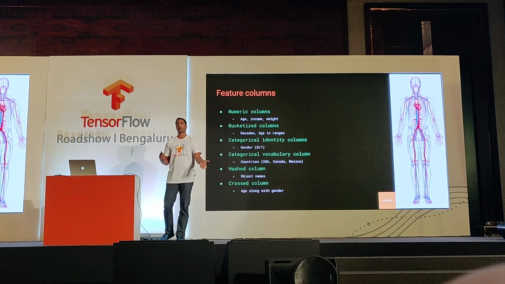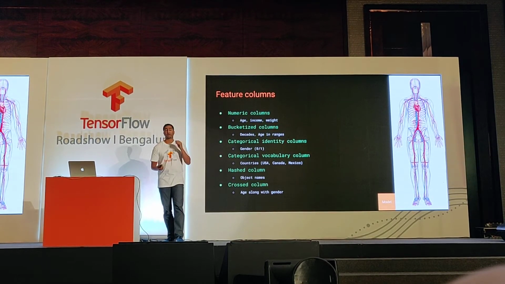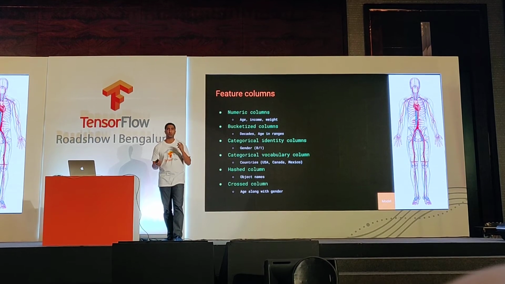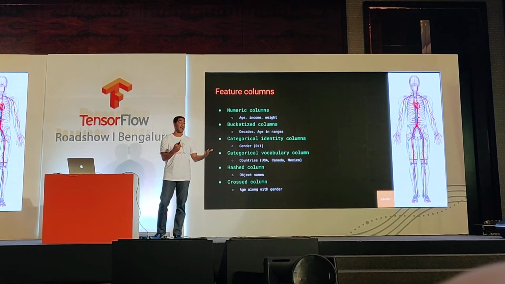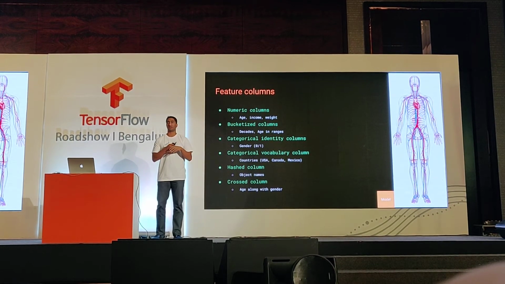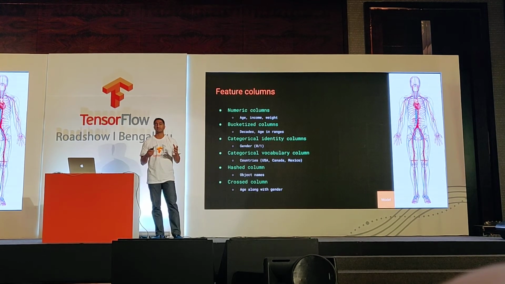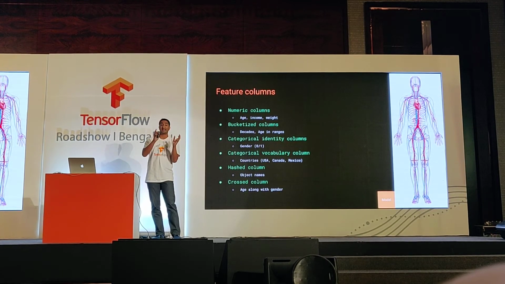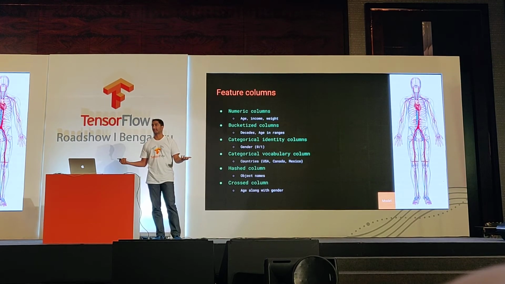You can use categorical identity columns, so for gender, 0 and 1, or categorical vocabulary columns if you have a list of countries. You can also do interesting things like hashing the column, like hashing different object names where your vocabulary size is huge. Or you could do a crossed column. So if you want to combine age along with gender, feature columns are a great way to do something like that.